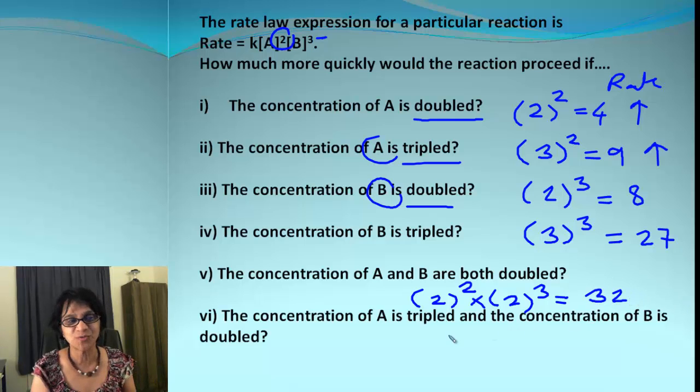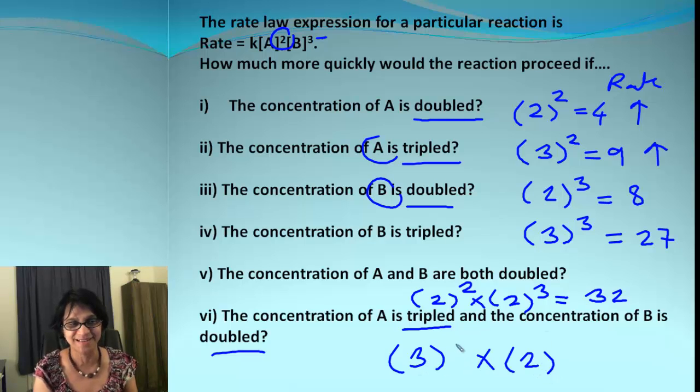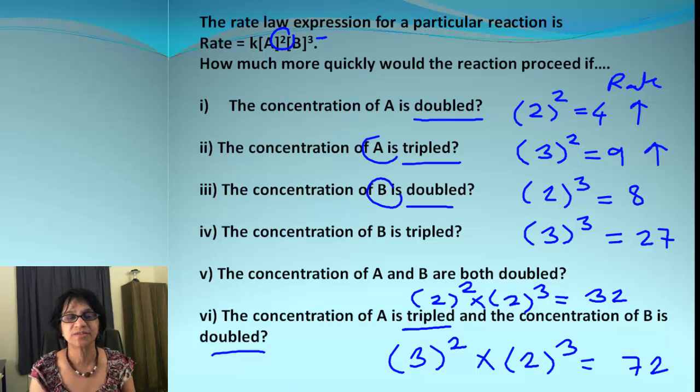And let's look at the last one. If A is tripled and B is doubled, so A is 3 times and B is 2 times. The power with respect to A is 2. With respect to B, it is 3. And when we multiply all that, we end up getting 72. So if we know the rate law expressions, it's very easy to predict and judge how the rate can be affected by increasing and decreasing the concentration of the reactants.